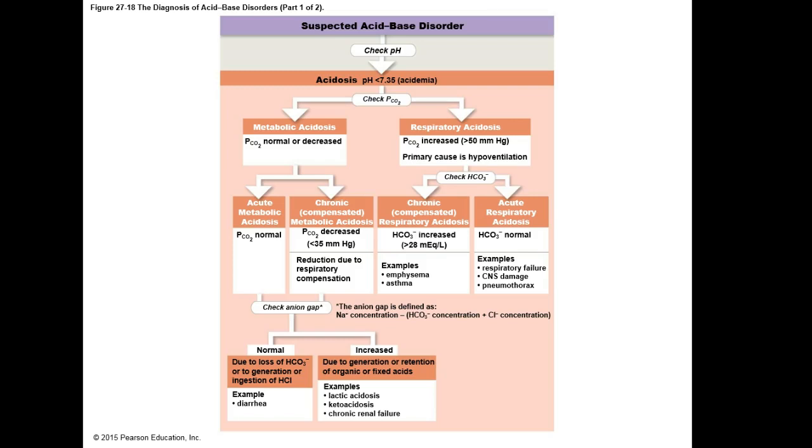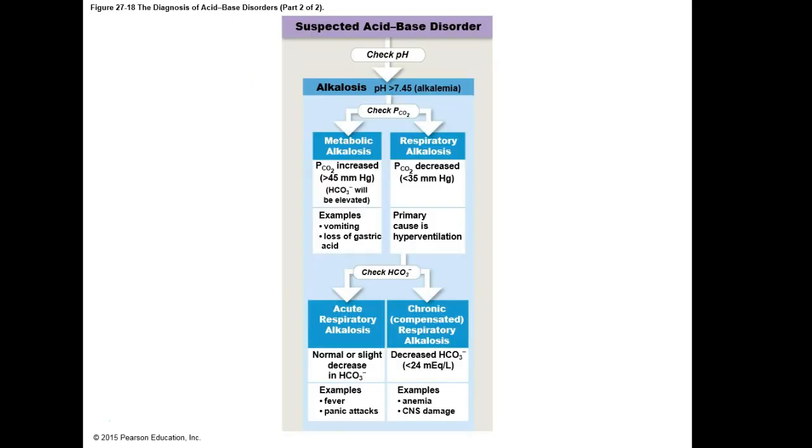Examples of acute respiratory acidosis would be respiratory failure, CNS damage, or if you have a problem with actually getting gas exchange, like a pneumothorax. In terms of chronic or compensated would be emphysema or asthma, where basically what is meant by compensated is the body has somewhat adapted to it. It's still not considered normal because it's a disease state, but the body has adapted to it.